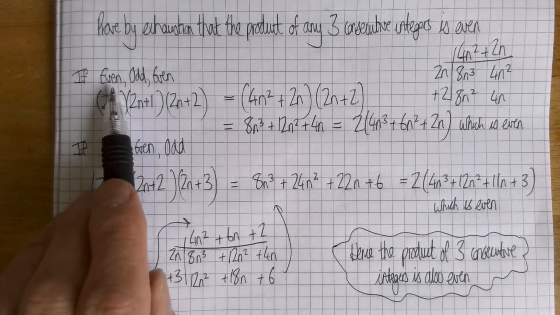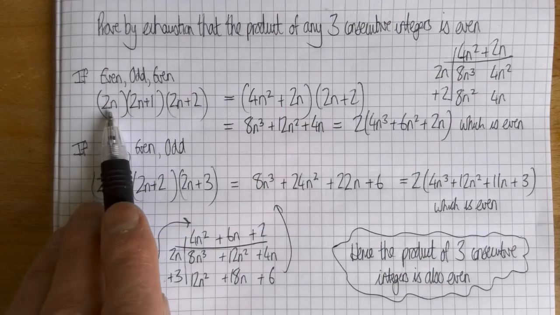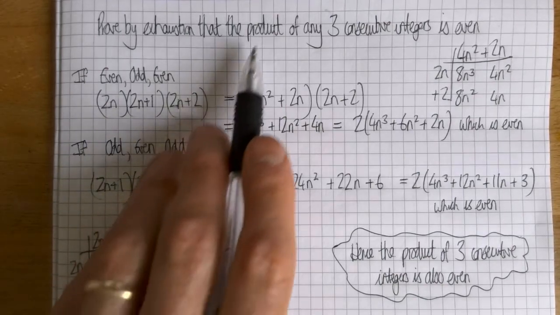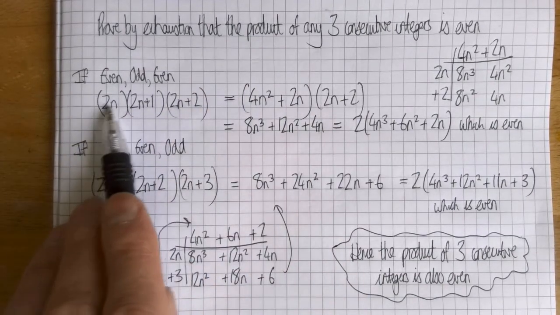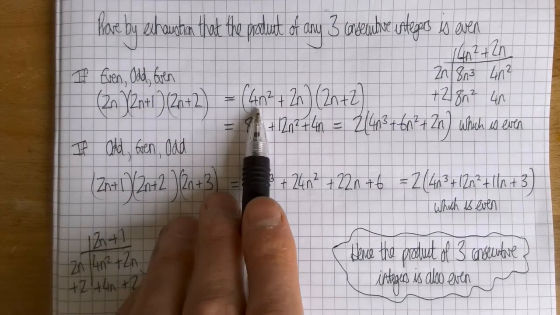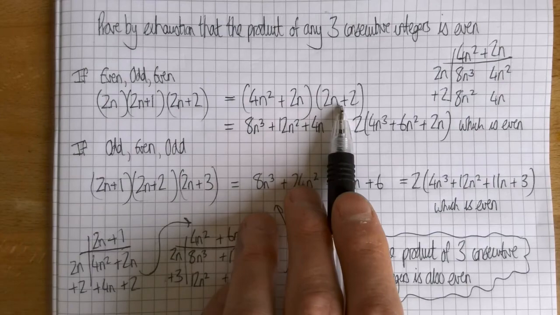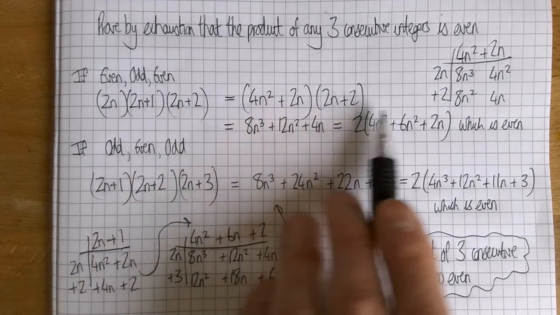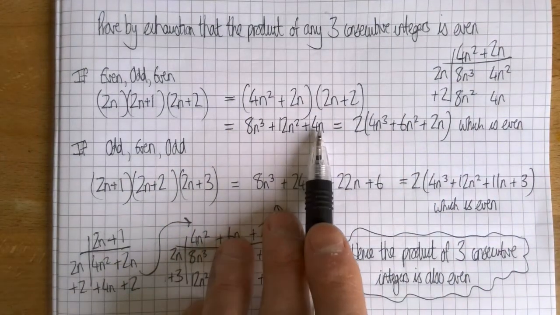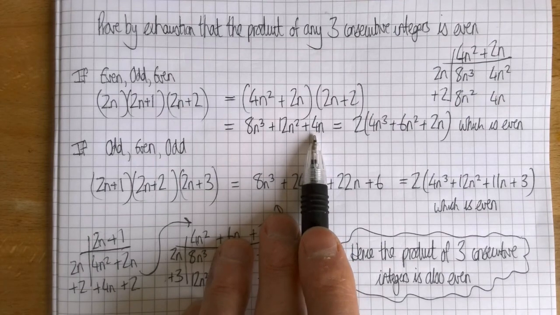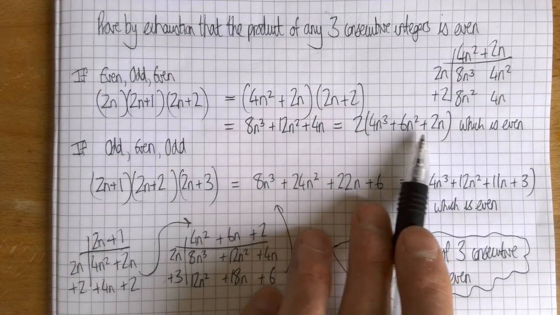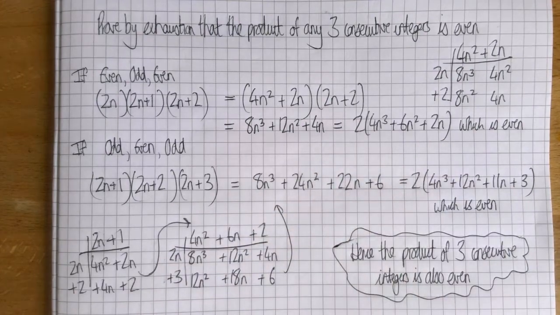So if we're dealing with an even followed by an odd followed by an even, we get that combination, finding the product, and we're multiplying. I could do that in my head. So that's just 4n squared plus 2n. So those two give me that. I then need to multiply it by 2n plus 2, so I gridded that out. Gave me this. Now I know I can factorise that by pulling out a 4, but I only want to demonstrate it's even, so I write it as 2 times something. 2 times anything will always be even.